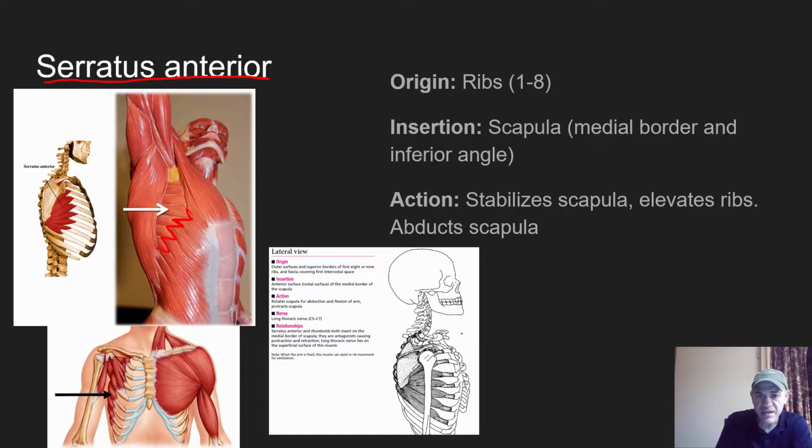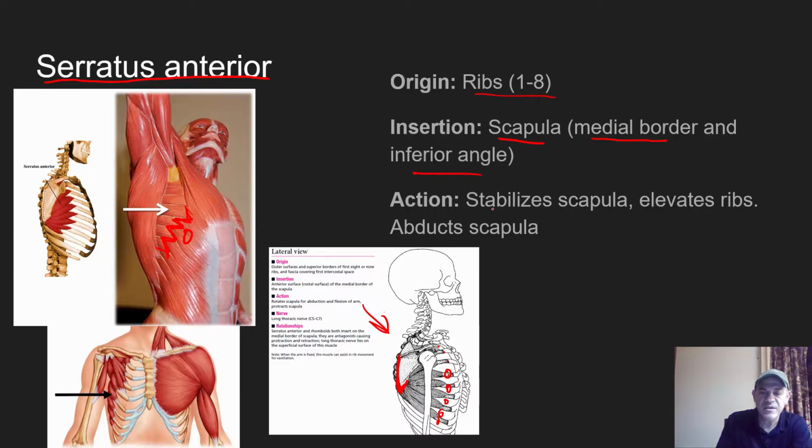So if we look at the lateral view here in isolation, in this image here, we can better see the origin is going to be the ribs, ribs 1 through 8. So we go all the ribs there, 1, 2, 3, 4, 5, all the way down. So these are the origins there along the ribs, and then you can see somewhat the location, more or less, where the origins would be on the image on the far left. But the insertion is the scapula. In this case, the medial border, which is the vertebral border, that's going to be the inside of the scapula, as well as the inferior angle, which is this portion right there.